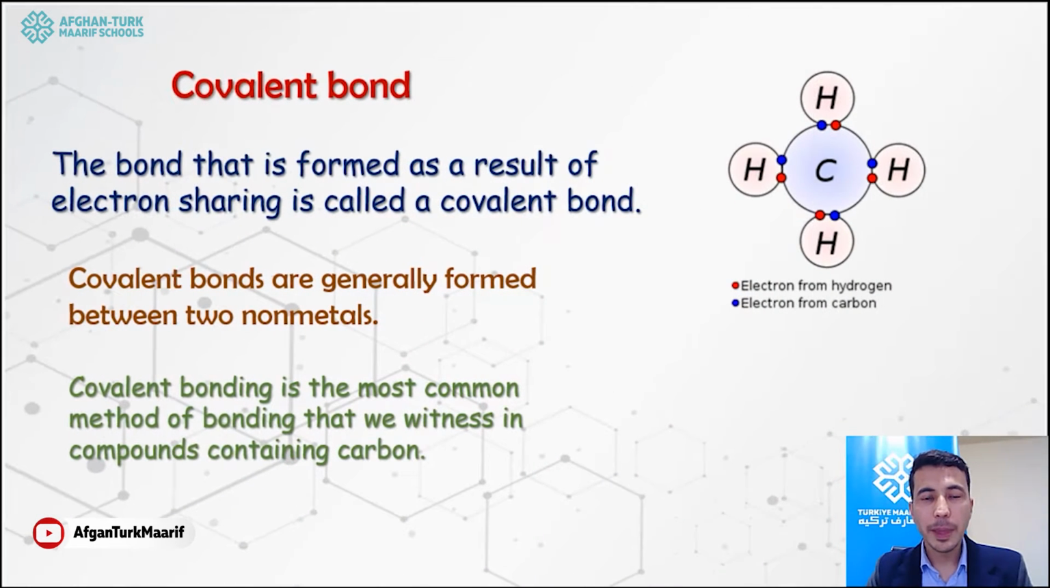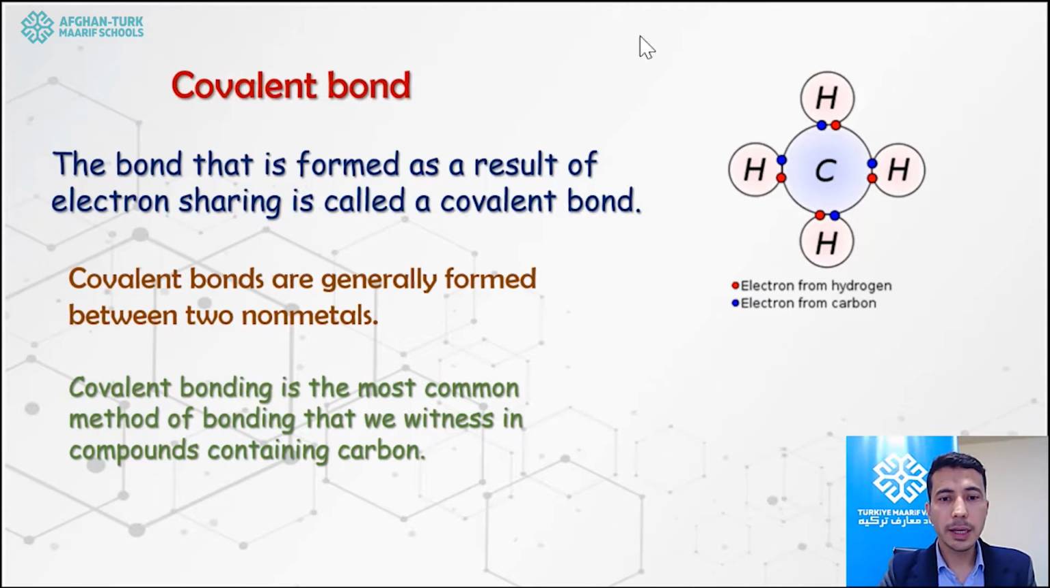What's covalent bond? Covalent bond is a chemical bond. We have studied what's chemical bond. It is formed as a result of the sharing of electrons between two neighboring atoms. That's known as covalent bond, and covalent bonds are mostly formed between non-metals. You can see over here an example. I have shown you example is methane. Okay, 4 hydrogen and 1 carbon.